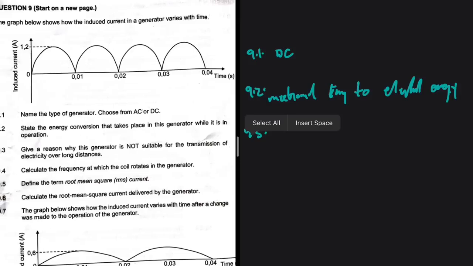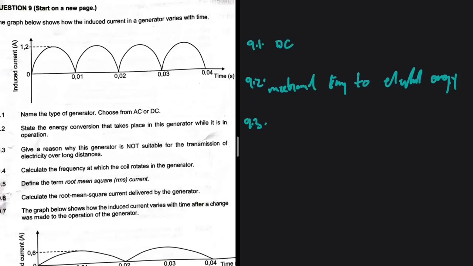9.3. Give a reason why this generator is not suitable for the transmission of electricity over long distances. That is because there's a lot of energy loss in a DC generator over long distances. That's one of the advantages that AC has over DC, in that you can use AC to transport the electricity over a long distance, right? But with DC, there's a lot of energy loss, right?